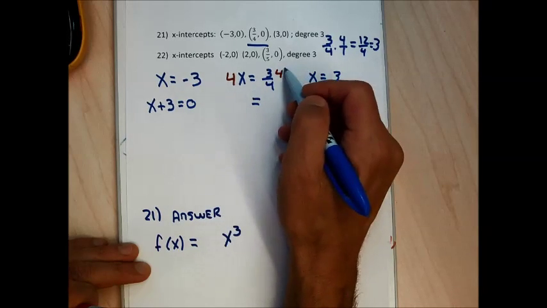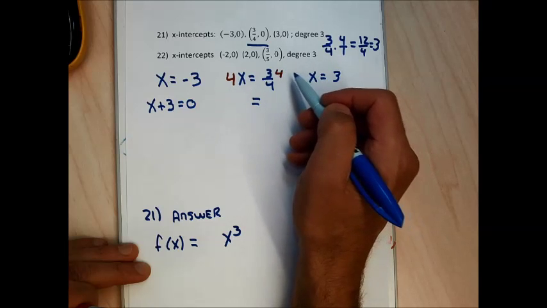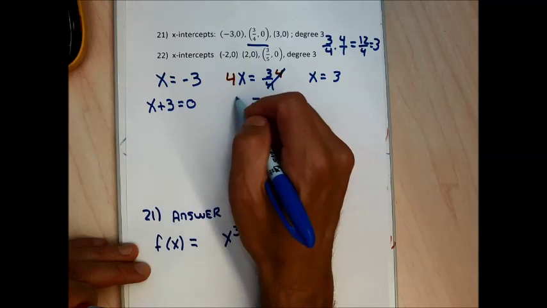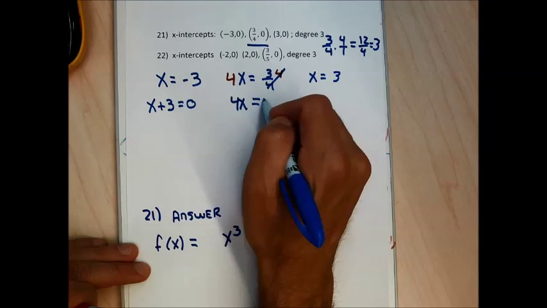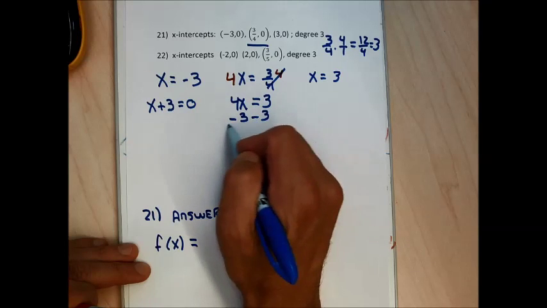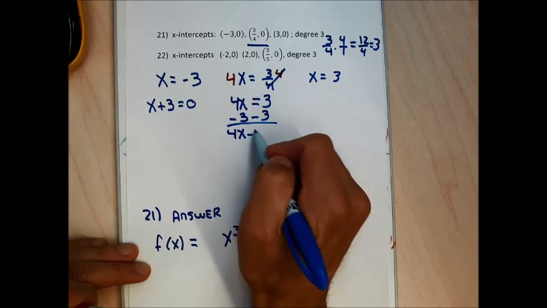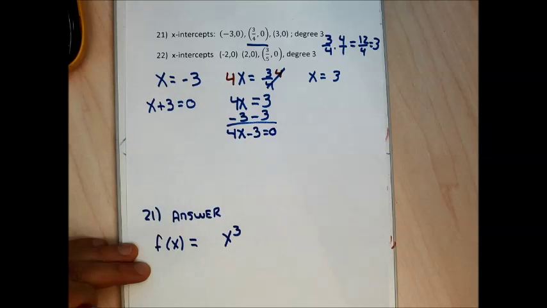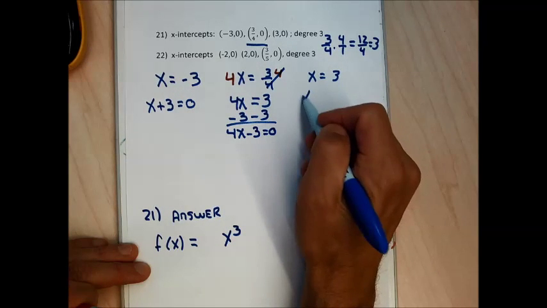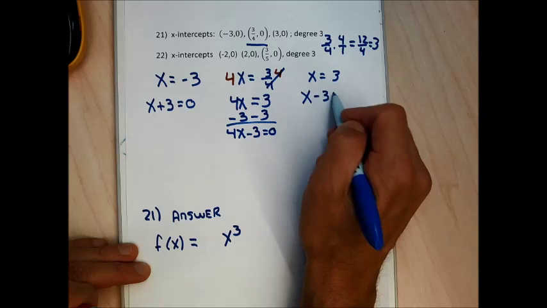The easier way to do it, anytime you're multiplying a fraction by an integer, you can just cancel the denominator with that fraction, if it's cancelable. And this gives me 4x equal to 3. I'm going to minus 3 from both sides and get 4x minus 3 equal to 0. And then this one, when you set it equal to 0, you minus 3 from both sides and you get x minus 3 equal to 0.